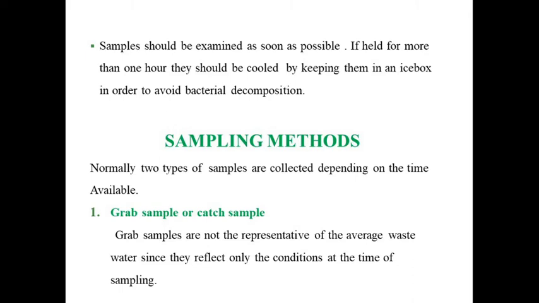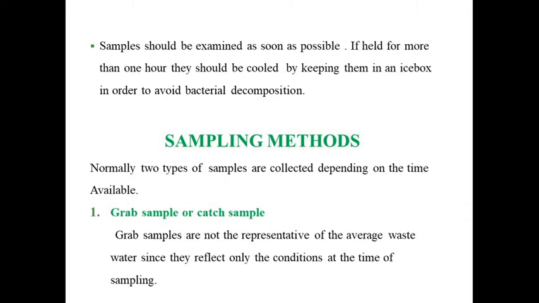Normally two types of samples are collected, depending on the time available. The first one is a grab sample, also called a catch sample, and the second is an integrated sample or composite sample. Okay, a grab sample consists of a portion of wastewater all taken at one time, whereas a composite sample consists of portions of wastewater taken at regular time intervals, and the volume of each portion is proportional to the waste flow at the time of its collection.